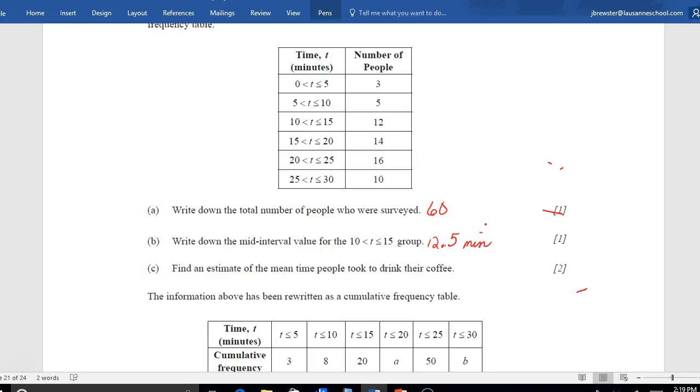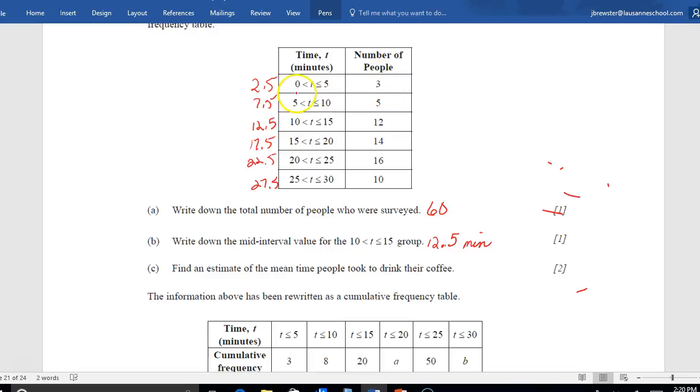C, find an estimate of the mean time people took to drink their coffee. All right, so what's the average out of all those 60 people? What you have to do is take the average time in each of the groups times the number of people, in other words, the frequency. So you're taking the middle one. Let me write those down. So 2.5, 7.5, 12.5 is the middle number in each of these groups. 17.5, 22.5, and 27.5. And then you take that times these numbers over here, the number of people.